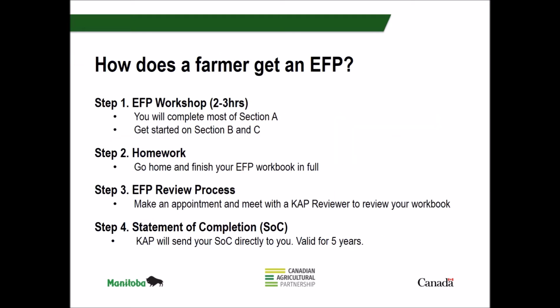So here's an overview of how you can get an environmental farm plan, what it would take. The first step is to attend a workshop. The workshop is typically 2 to 3 hours, and at that workshop you will receive your workbook, which is a binder that is the self-assessment. At the workshop, we will go through section A of the workbook and complete most of it. You may not fully get it done, but you'll get it pretty close to being completed.